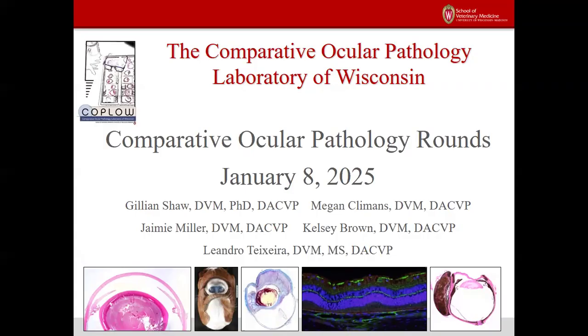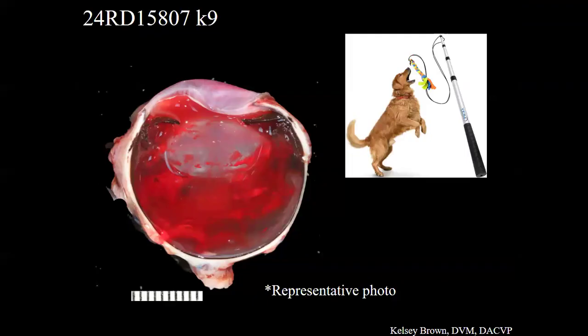My name is Kelsey Brown. I'm one of the staff pathologists here at Coplow, and I have two cases I'm going to take you all through. So our first case is the globe from a 2.5-year-old female spayed mixed breed border collie.